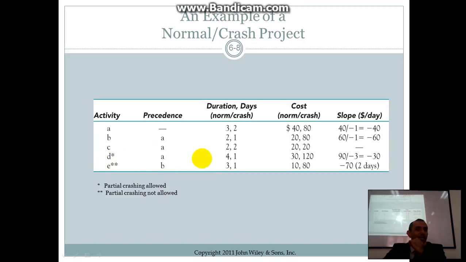If you notice D, it's going from 4 to 1. I can crash it from 4 days to 1. Here, E, I can crash it from 3 days to 1. But this one is partial allowed, here not allowed. Which means for D, I can go from 4 to 3, from 3 to 2, from 2 to 1. This is partial. However, E, I cannot go from 3 to 2. Either 3 or 1. Partial is not allowed. Clear? Okay.